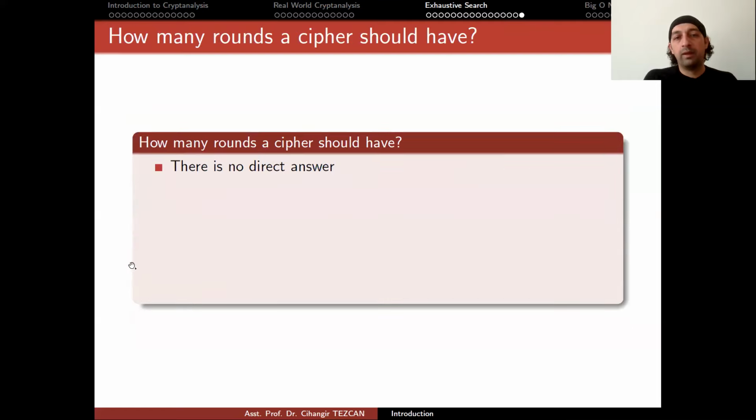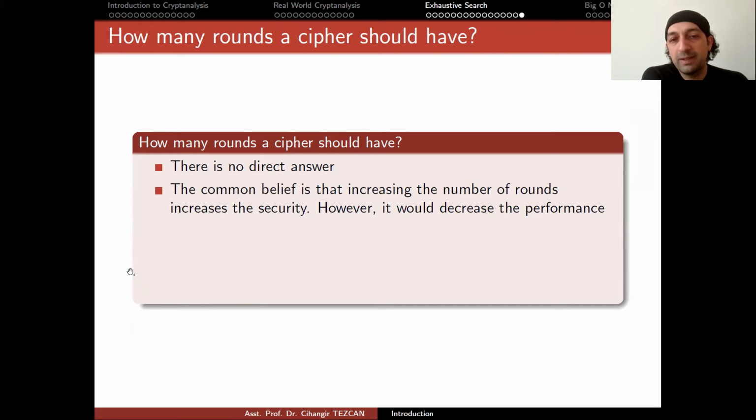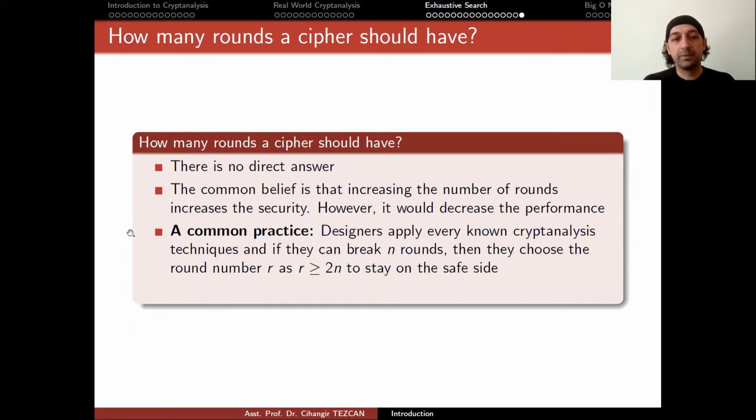Okay. And the final topic: how many rounds should the cipher have? We have seen that PRESENT has 31 rounds and DES has 16 rounds. We don't have a direct answer for this, but the common belief is that increasing the number of rounds increases the security, because it will be harder for cryptanalysts to find a weakness and break the cipher. But increasing the number of rounds also reduces the performance. So you should find the optimum place that will give you the best security and best performance.